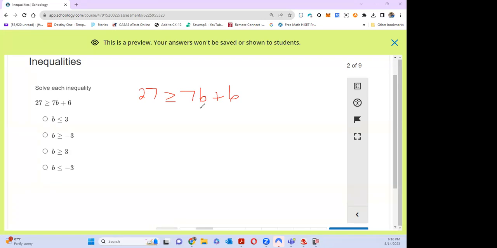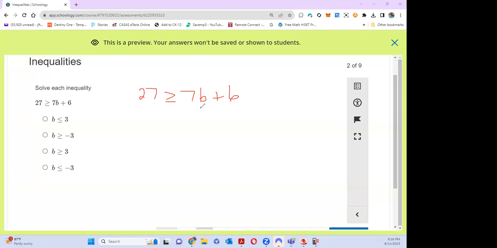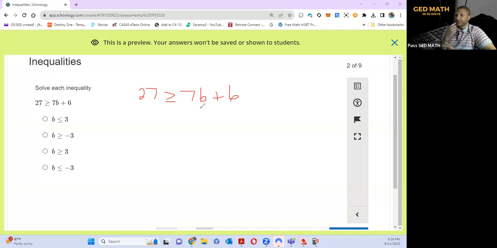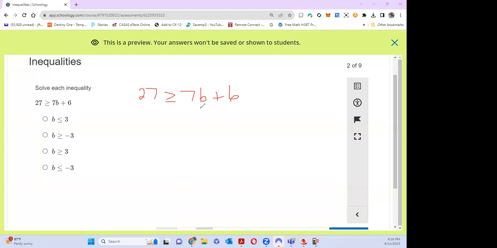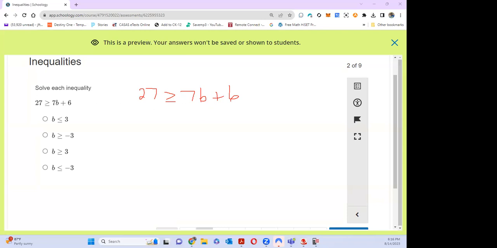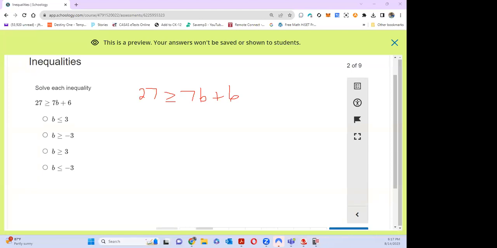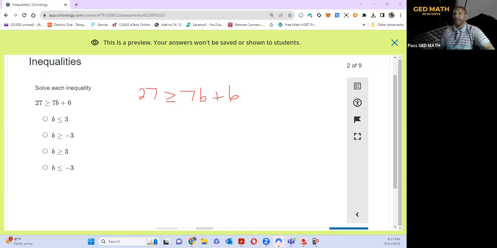You want to get rid of the 6? No, hold on. My question is, my variable is on what side? It's on the right side. How many terms do I have on the right side? Hold on. Hold on. I need you to understand each step. So first of all, I'm looking at the right side of the inequality. How many terms do I have on the right side of this inequality? 2. I have 2 terms. I have 7b and I have plus 6. Does everybody understand that? Yes.